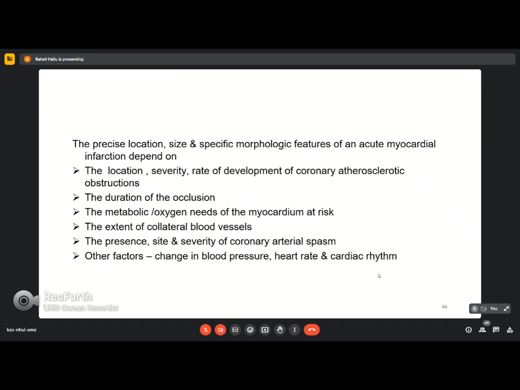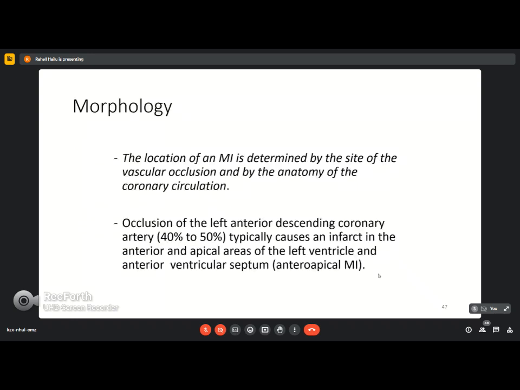And other factors: change in the blood pressure, the heart rate, the cardiac rhythm, all of these are conditions that increase the workload of the heart. So if there's a change in this, particularly on the positive side, then the myocardial ischemia is more likely to be more. Okay, so these are very important parameters to look at if you want to know about the severity of myocardial ischemia. So the location of an MI is determined by the site of the vascular occlusion and by the anatomy of the coronary circulation.